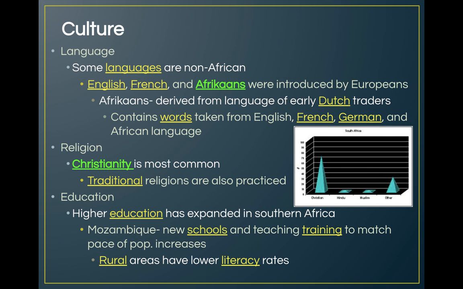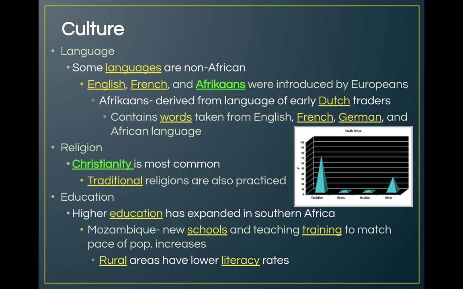Okay, so culture. So as far as language goes, some languages are non-African. So English and French and Afrikaans. Afrikaans is a language that's derived from Dutch, but also has a lot of English influences, French influences. So it contains words from English, French, German, and even African languages. It's kind of a blending of language.